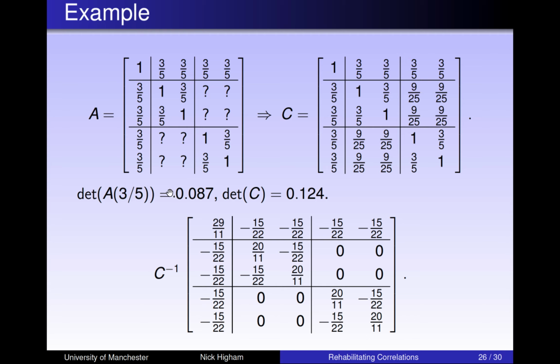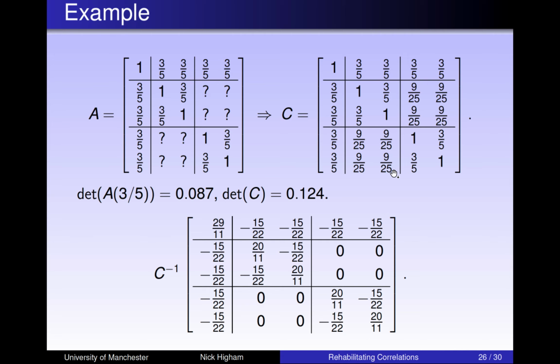So with 3/25, or with 3/5, you get 0.087 as the determinant. With the optimal completion, you get 0.124. So as expected, we do indeed get a bigger determinant. What about the inverse of C here?